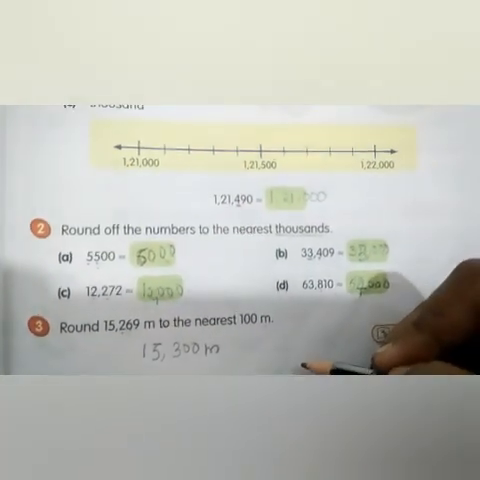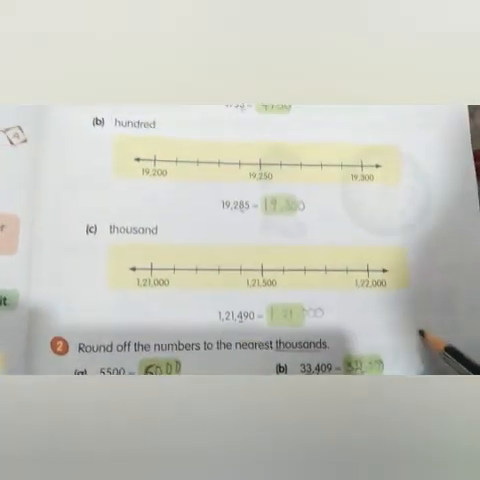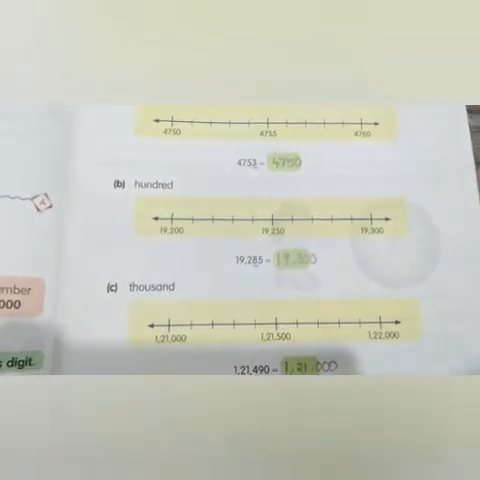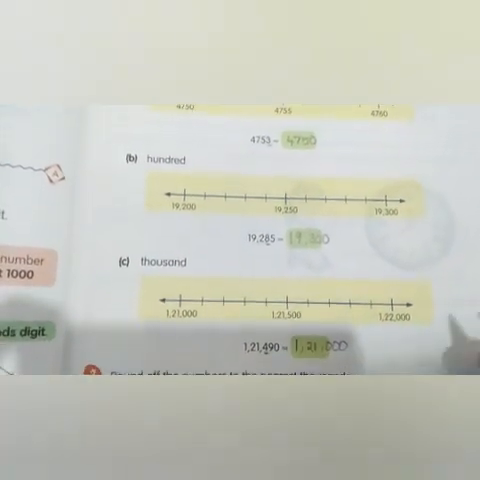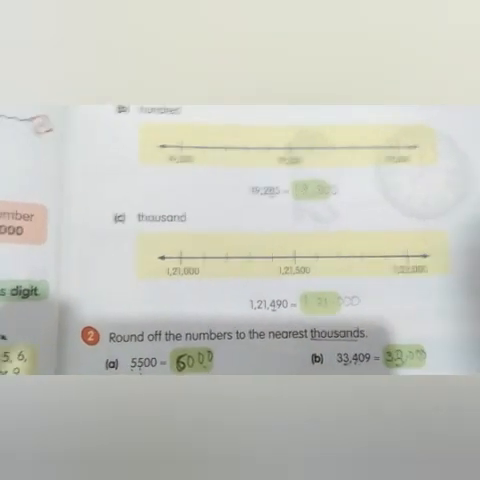Understand, children? These are the answers for your page number 19. You can refer to these answers and you can revise this on Saturday and Sunday. You can write the answers. Try to write alone. Okay.